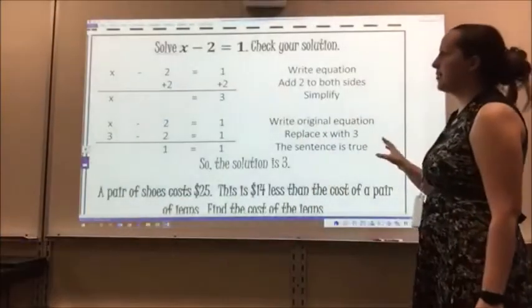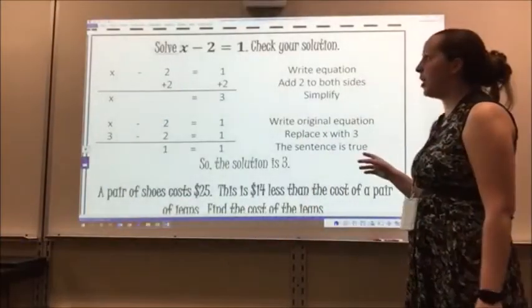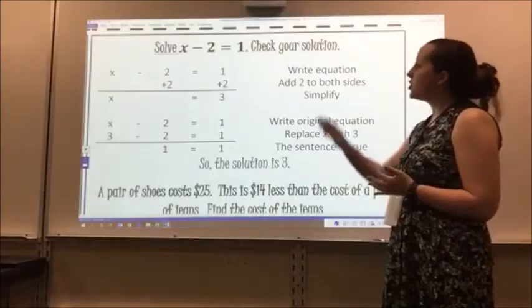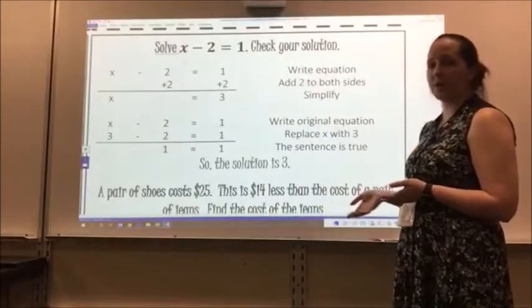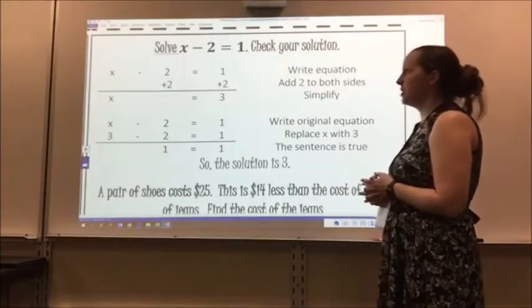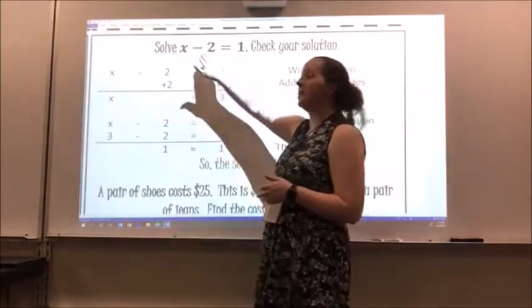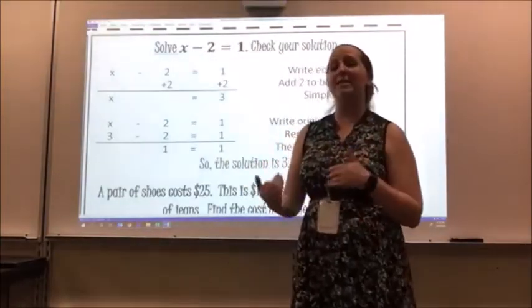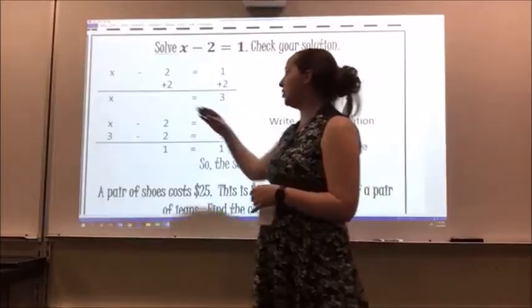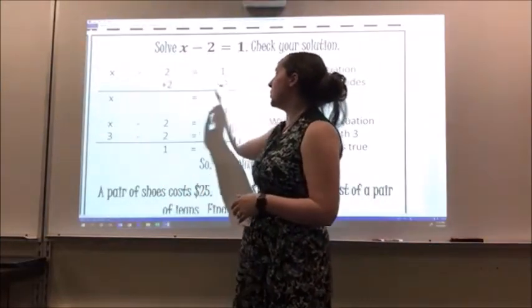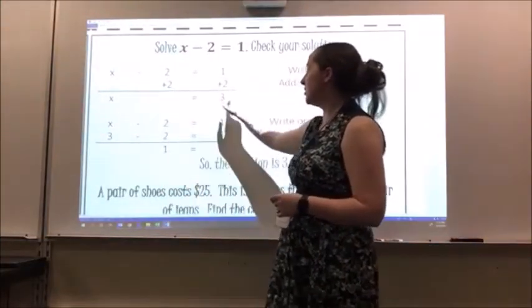All right, these examples have to do with the subtraction or the addition property of equality. So I have solved x minus 2 equals 1. Check your solution. So again, I have a minus sign here. The opposite of subtraction is addition. So I need to add 2 to both sides. X minus 2 equals 1, so I add 2 to both sides.